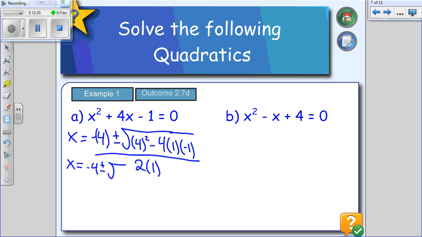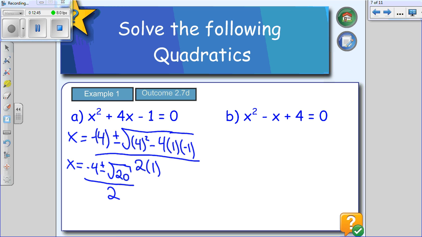So would it be like negative 4 times 1 times negative 1? Or just be 4 times 1? It would be 4 times 1 times negative 1. And then you would subtract whatever your result is. So 4 times 1 times negative 1 is negative 4. And then you're doing minus negative 4.